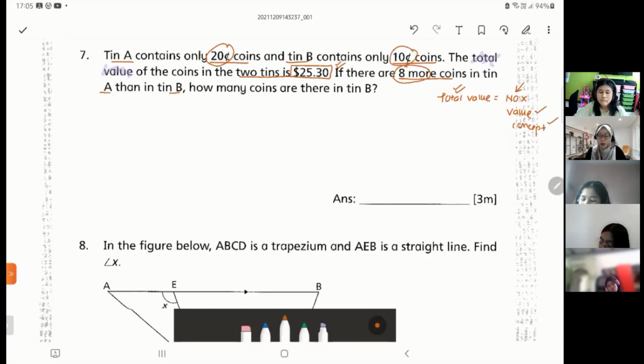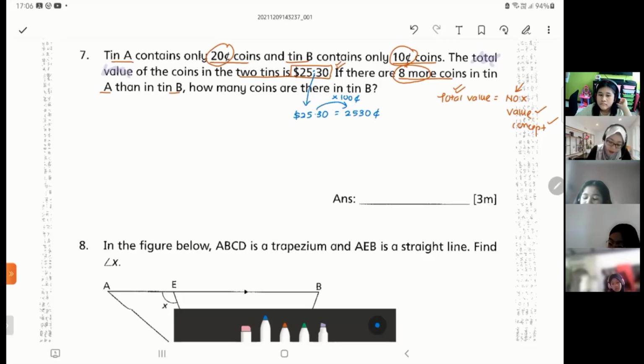I know. One is 20-cent coins value, one is 10-cent coins value. I have it. However, if you notice, they give it to me in cents and dollars. So this $25.30, I must convert it to cents first before I can proceed. So $25.30 equals how many cents? I times it by 100 cents. 2530 cents. Okay, now with that, I can proceed.